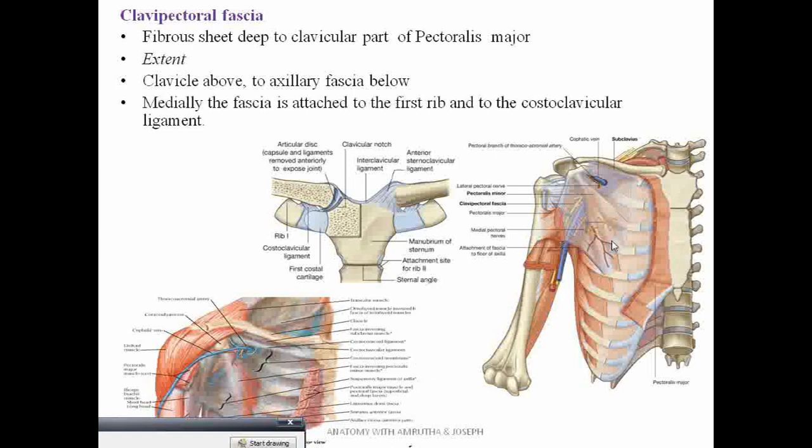Medially, the fascia is attached to the first rib and to the costoclavicular ligament. The costoclavicular ligament is a small ligament connecting the costal cartilage to the clavicle. So medially it is attached to the first rib and also to the costoclavicular ligament.